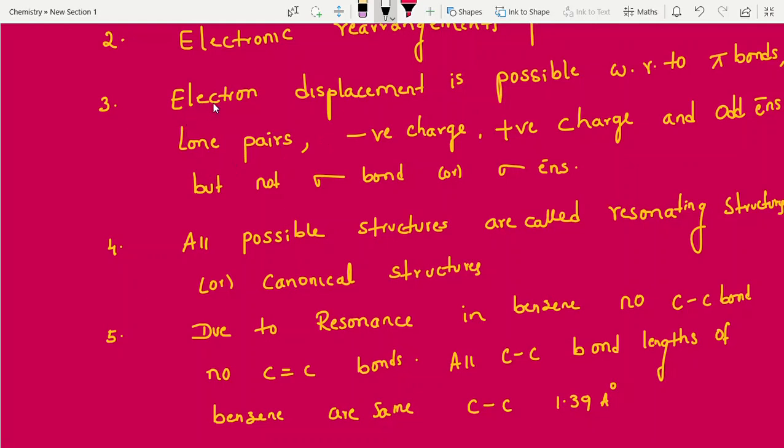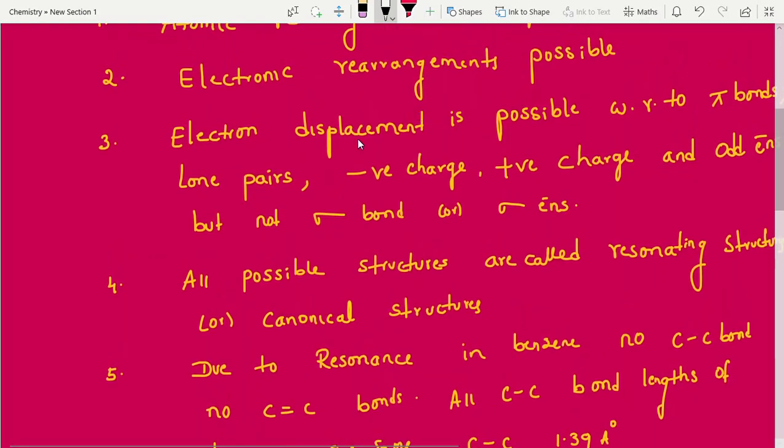Now see, the third one, electron displacement is possible with respect to pi bonds. Just now we have taken pi bonds. Next, lone pairs, negative charge, positive charge, and one more point, odd electron. An odd electron can also show it. What are the combinations? 5 combinations: pi-lone pair, pi-negative charge, pi-positive charge, pi-odd electron, like this. I will show each and every example, then you can understand better. And the important point is that here only pi electrons are involved, not sigma electrons.